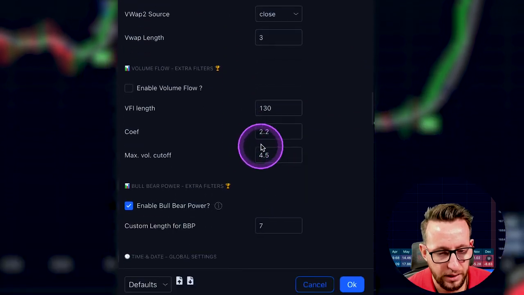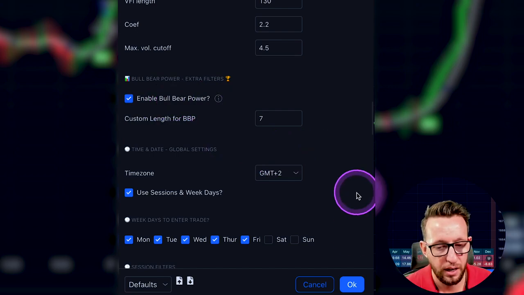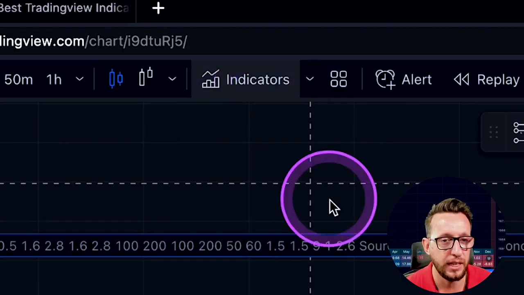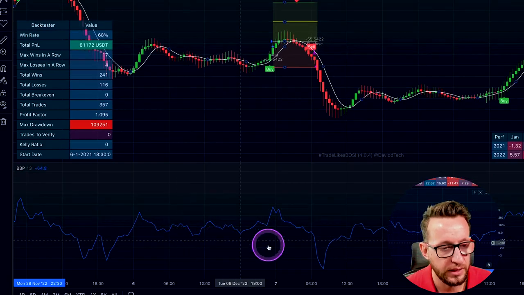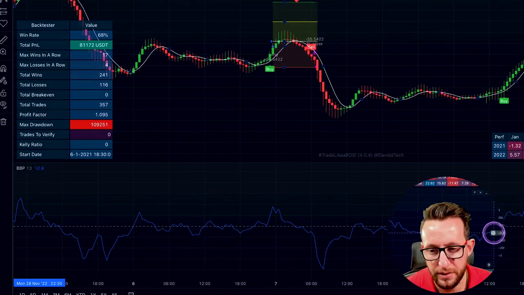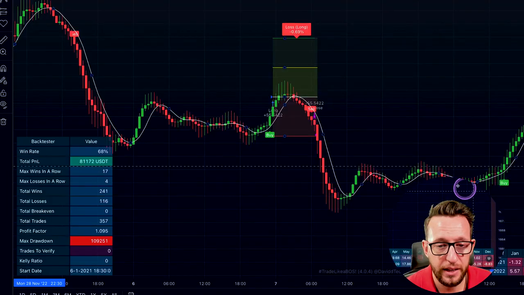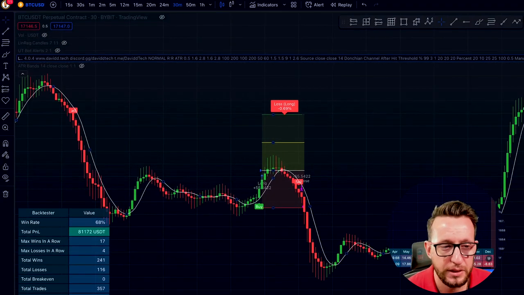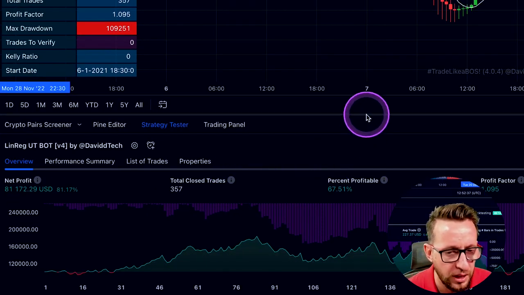So I'm going to continue down, and I've also added the bull bear power, which is this indicator here. Now this helps us to find when we're above the 0 line, and we're looking for longs and shorts. Okay, so they're the 2 indicators that I've added for confluence, which has given us this equity curve. Now, like I said, I'm going to continue optimizing to try and find even better results, but this is what I found so far.